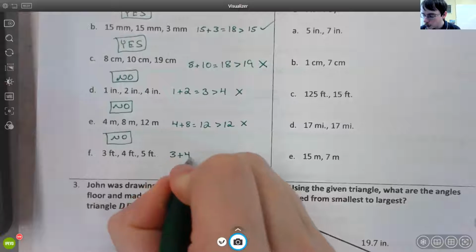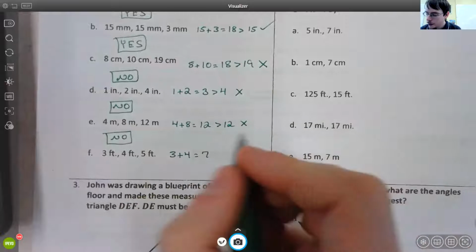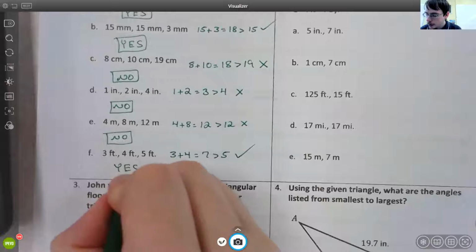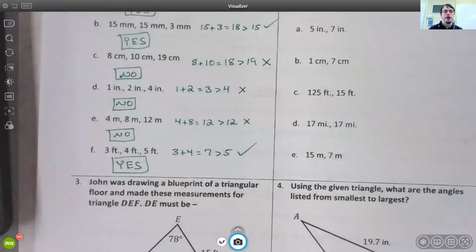And F, 3, 4, and 5. 3 and 4 are our shortest sides, which give us 7. Is 7 greater than 5? Yes. So this is a triangle.